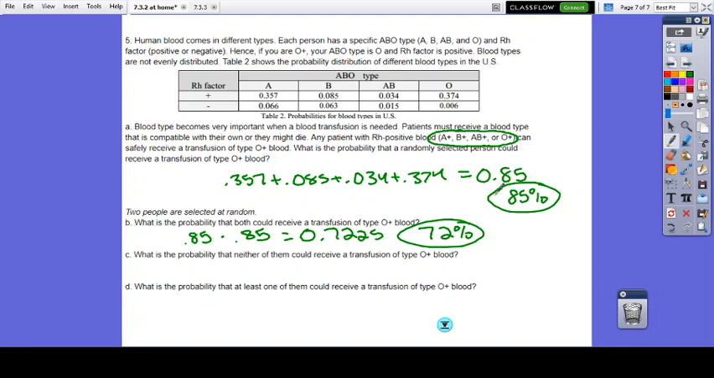Now, put this in perspective. Some of you might be like, oh, 85% chance, that's pretty good. But the 15% that cannot receive that are not going to be very happy. And now that we have two people involved, that goes down even further.